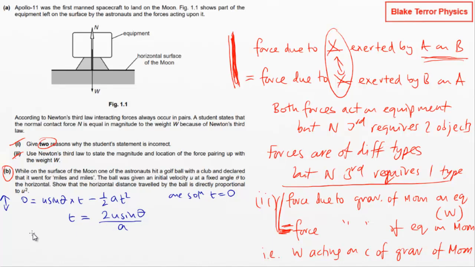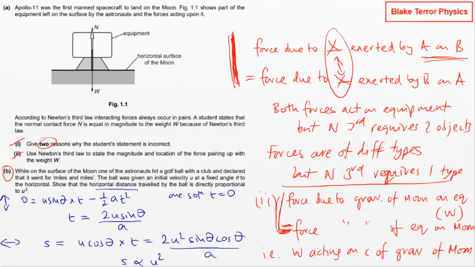Now in the horizontal direction, the distance travelled is just going to be equal to u times t. So that is u cos theta multiplied by t, which is 2u squared sine theta cos theta divided by a. So we've got exactly what they want: s is proportional to u squared. That's just a standard playing around with projectiles question, really.